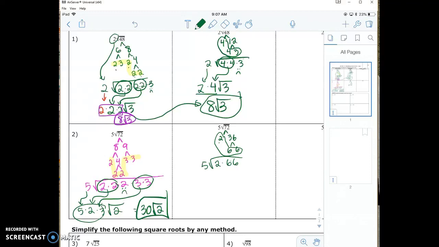I carry down the 5 that was in front. My pair of 6s gets married, becomes 1, and leaves the house. The 2 is lonely. He stays inside my radical. On the outside, I can simplify. 5 times 6 is 30. And I keep my square root 2. Notice this is the same as when I broke it all the way down into primes.